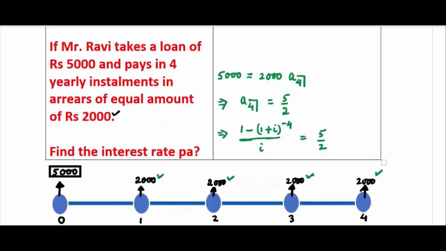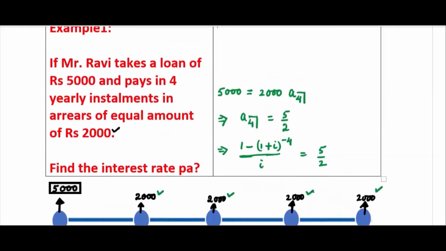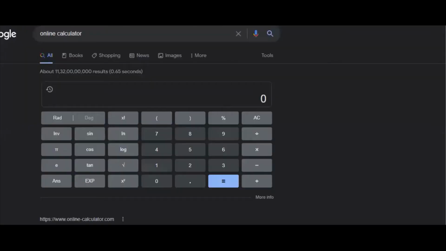Even in these kind of problems where you get a direct annuity, you can see the actual table. Otherwise, you have to try at different interest rates. Okay, so I'll try at different interest rates. I want to find at 14%. Remember, 14% I'm using.